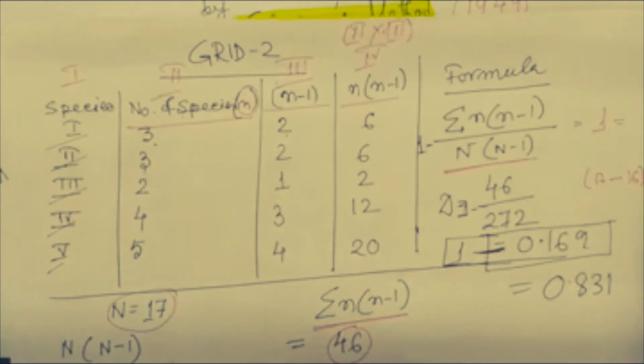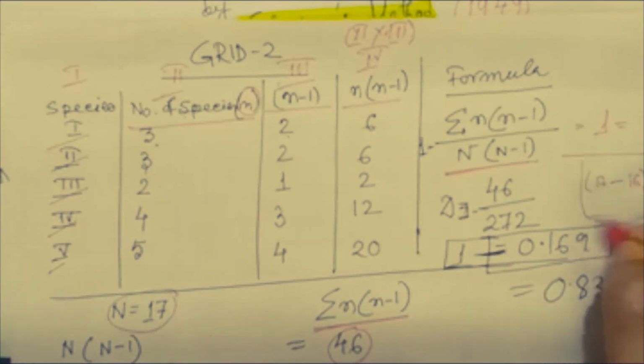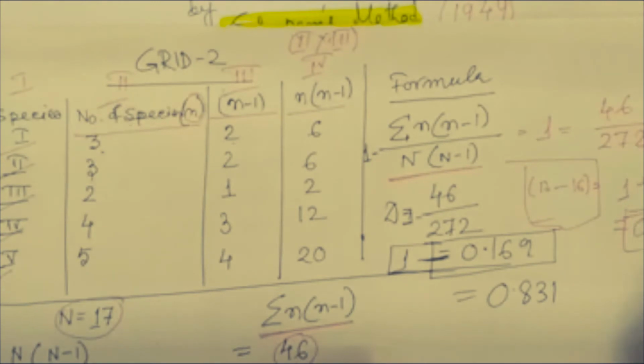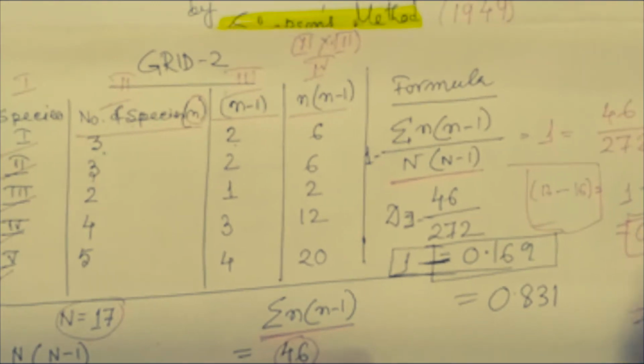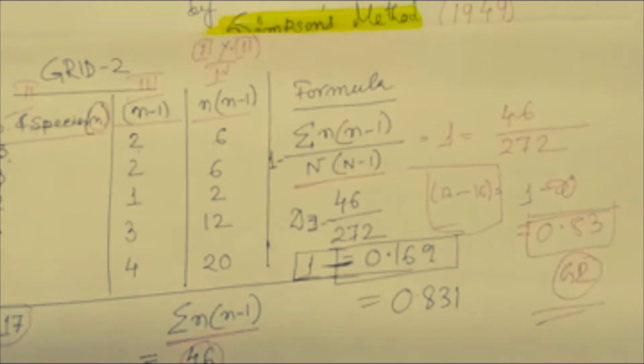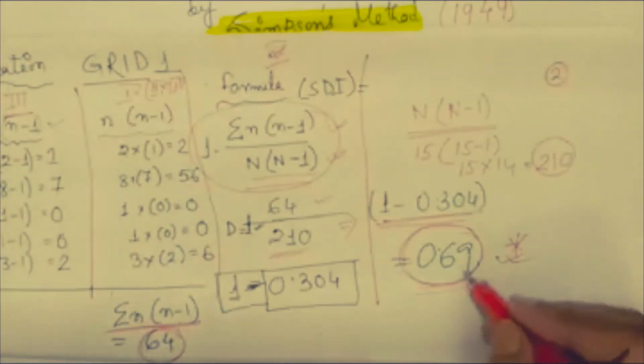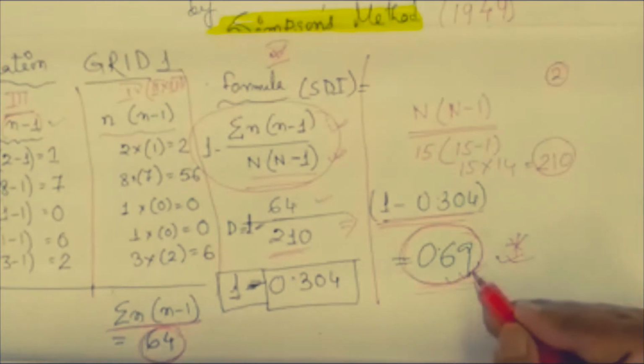Then, adding all these things, do the calculation. 1 minus 46 divided by 272, subtracted from 1, the answer is 0.83. Okay, observe: for grid number 2, the value is 0.83, and for grid number 1, the value is 0.69.